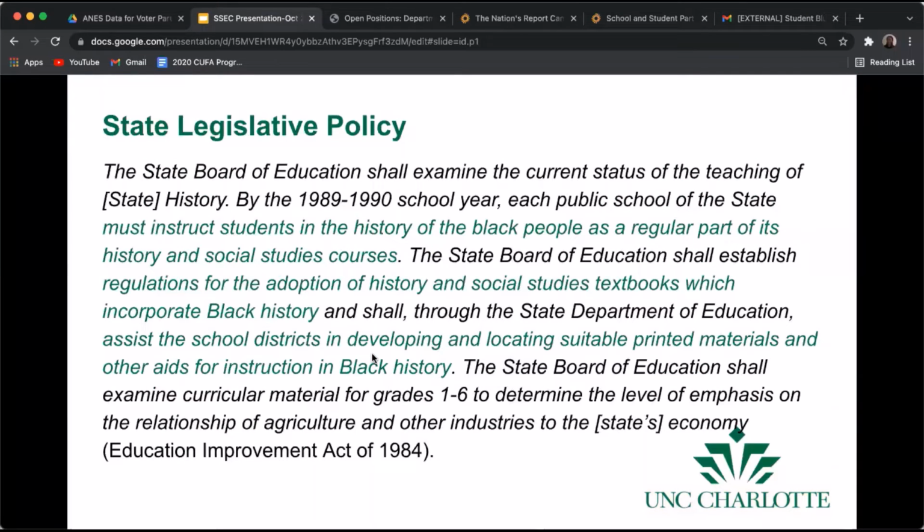So this is the state legislation policy that was passed in 1984 within South Carolina. Some main points to take out of it: it says that they must instruct students in the history of Black people as a regular part of the history and social studies courses. The regulation for adoption of history and social studies textbooks must incorporate Black history, so requiring that it be within their state adopted textbook, and to assist school districts in developing and locating supplemental printed material and aids for instruction in Black history, ensuring that students and schools have the right material to support classroom instruction.